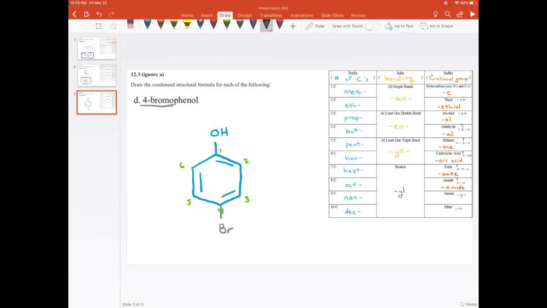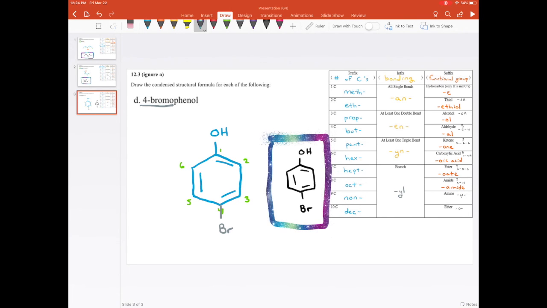So if you wanted to see what that would look like all in one color, that would be like this. And you've got the bromine coming off of carbon 4. And that would be the structure for 4-bromophenol.